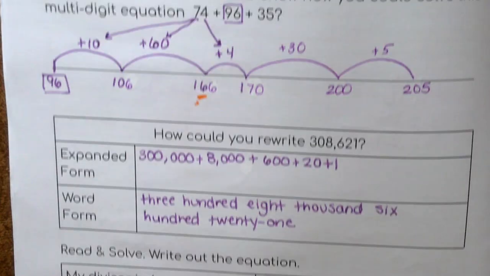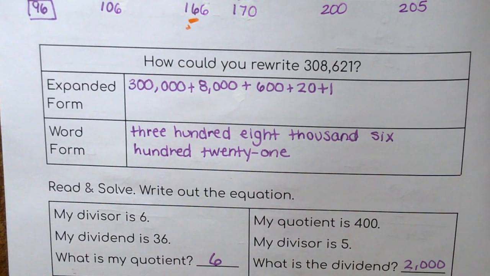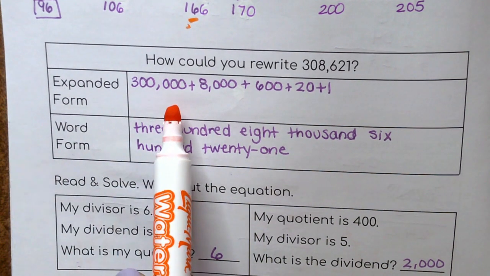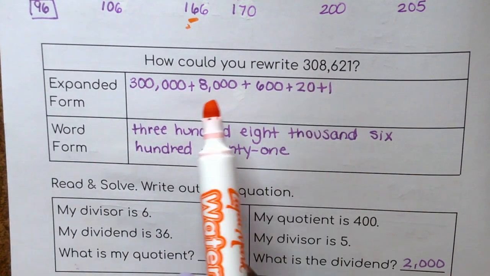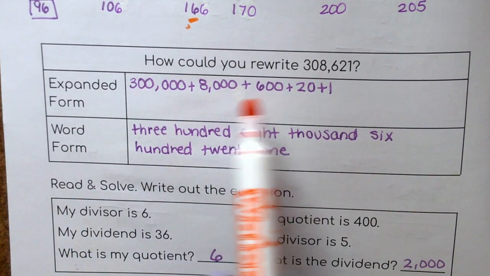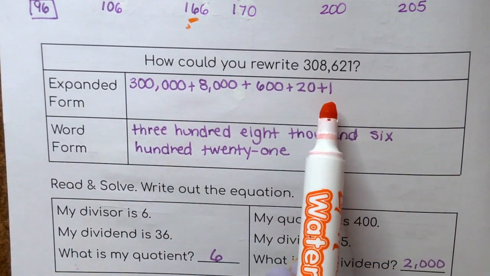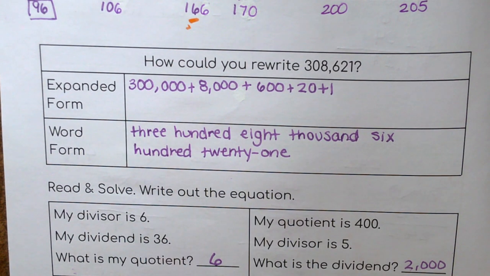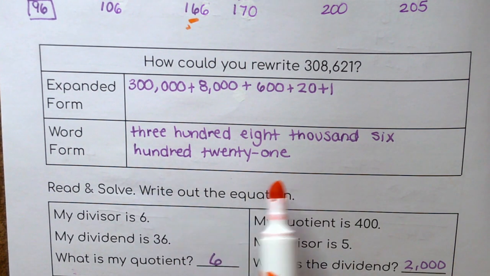Here we're rewriting 308,621. So here we have the expanded form, 300,000. We don't have any 10,000s, so we just put 8,000, 620, and 1. I write the word form just like I say the number, 308,621.